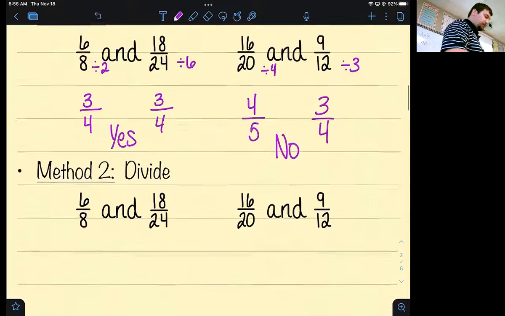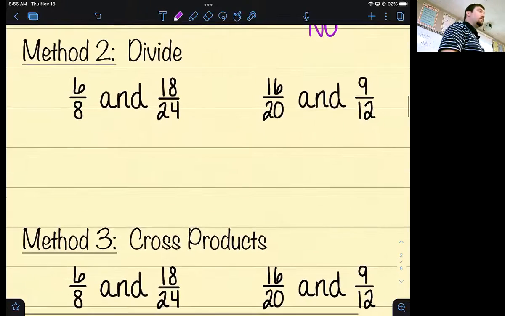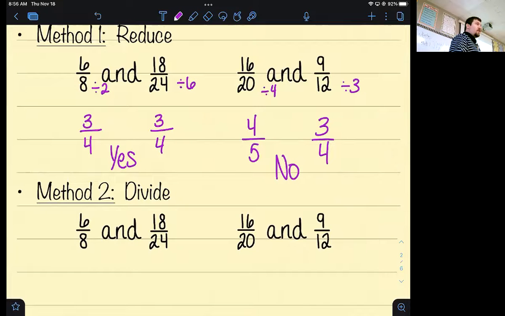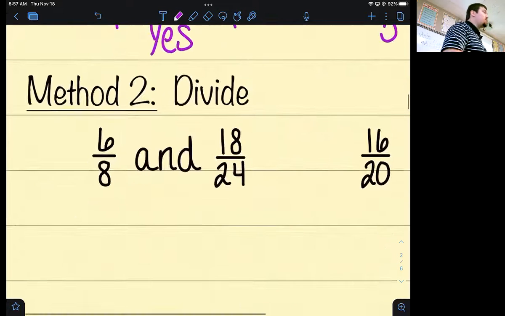Method 2, divide. Now I'm giving you the same fractions each time. So we know it's going to be yes, no, yes, no, yes, no. But I want to prove to you that you get the same thing. Now, what do you get when you divide a fraction top by bottom? When did we do that? We did top divided by bottom when we wanted to turn a fraction into a decimal. Yeah, so I should expect to get a decimal.